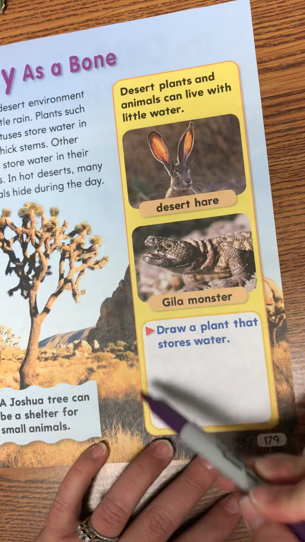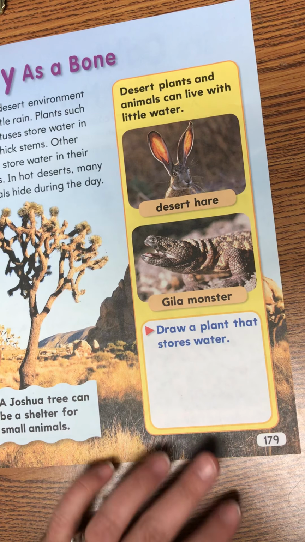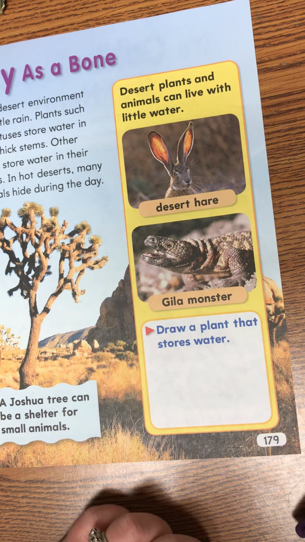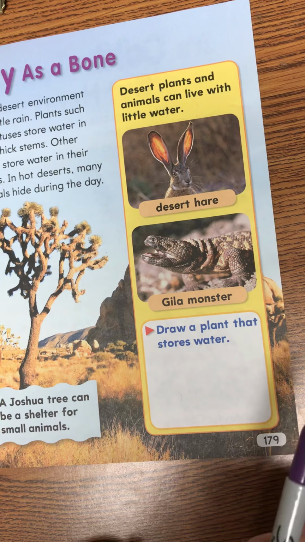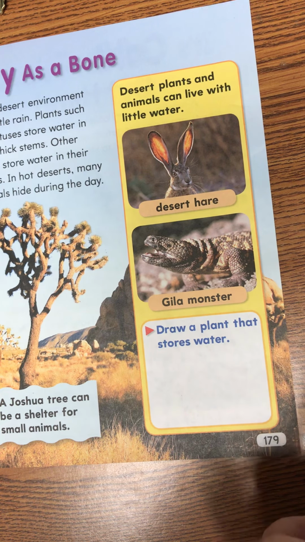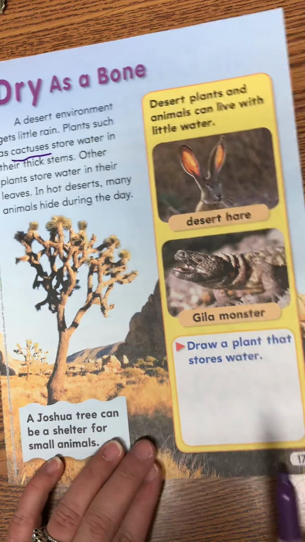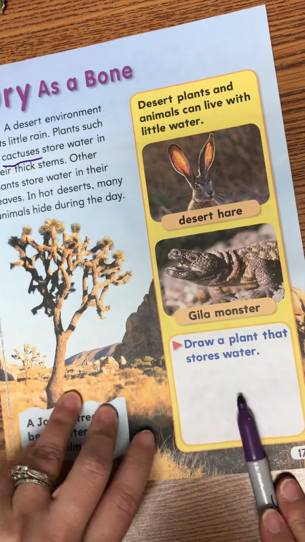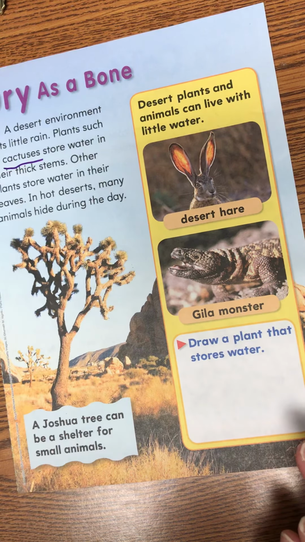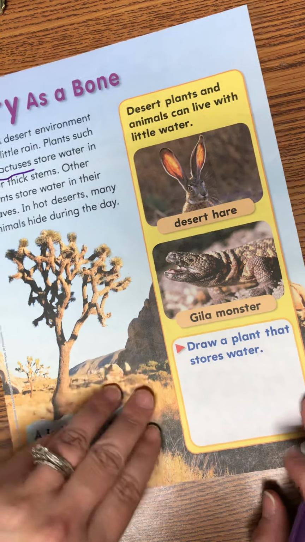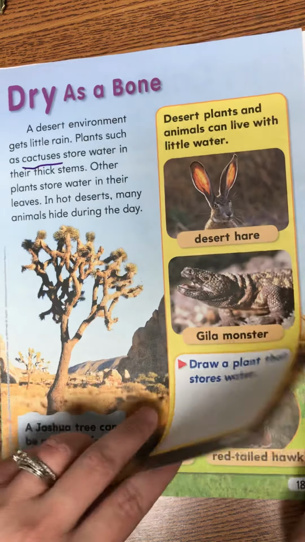And then down here it says draw a plant that stores water. Well, let's think. What's a plant that stores water? They usually grow in the desert. They're usually pretty thick stem, just like it said over here. I'm hoping you said a cactus. Draw me a picture of a cactus and don't forget to color it. Okay? And then we've got 2 pages to go. So once you're done with your cactus, I'll see you in a minute.